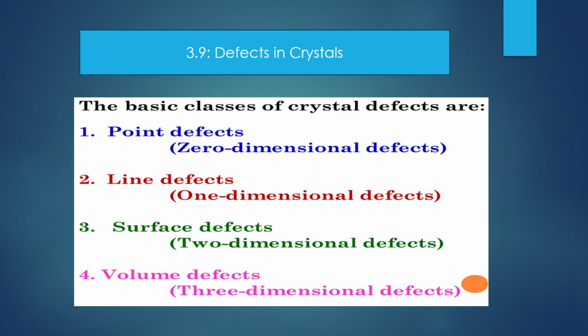3.9 Defects in crystal. The basic classes of crystal defects are point defects, which are also called zero-dimensional defects, line defects, which are also called one-dimensional defects, surface defects, also called two-dimensional defects, and volume defects, called three-dimensional defects.